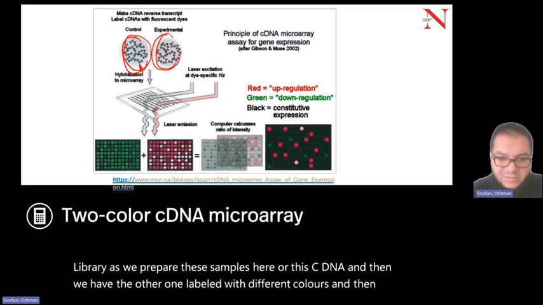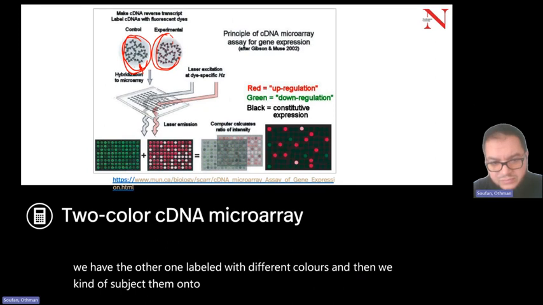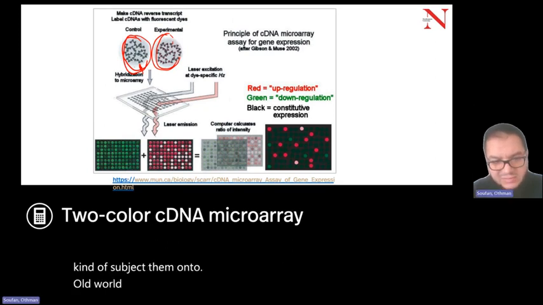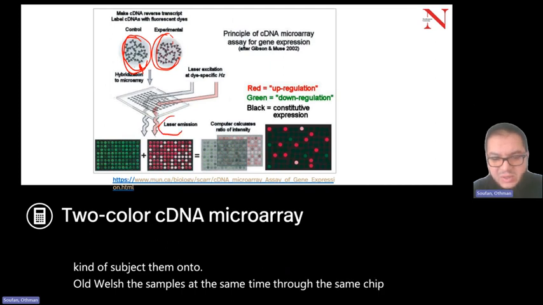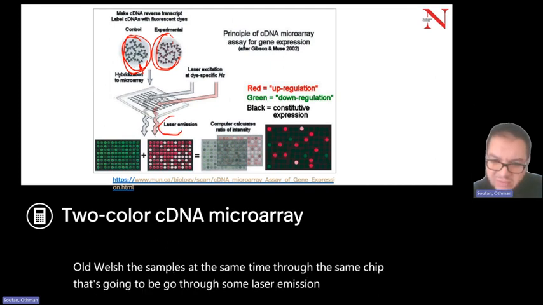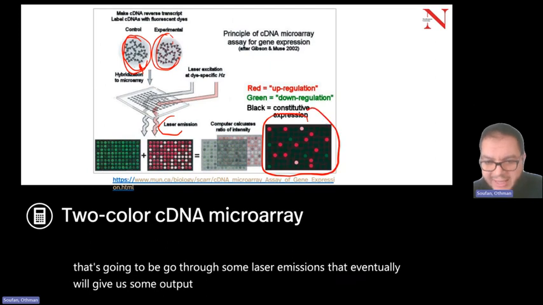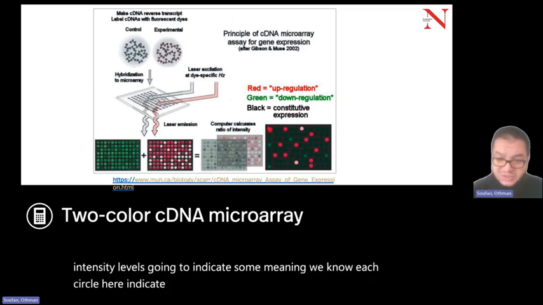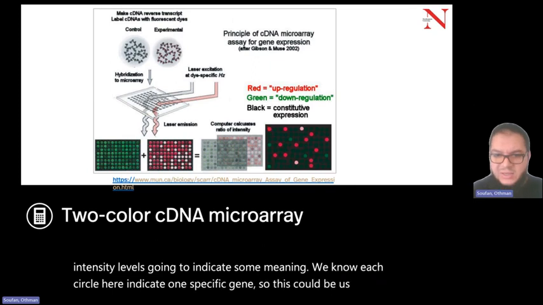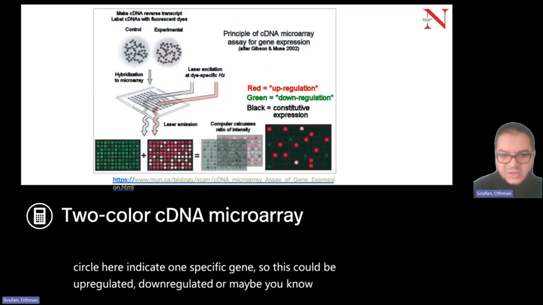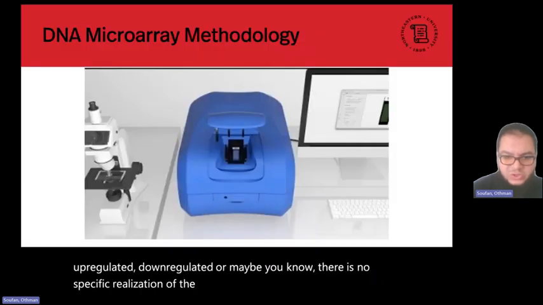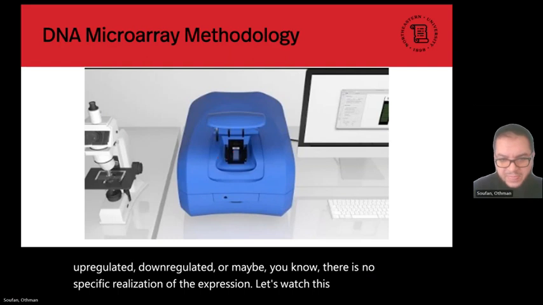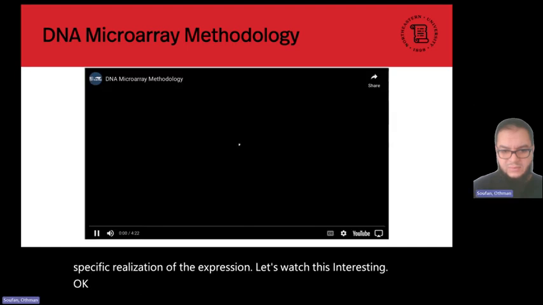And then we subject them, or wash the samples at the same time, through the same chip. That's going to go through some laser emissions that eventually will give us some output. The color in this output, in terms of intensity levels, is going to indicate some meaning. We know each circle here indicates one specific gene. So this could be upregulated, downregulated, or maybe there's no specific change in the expression. Let's watch this interesting video.